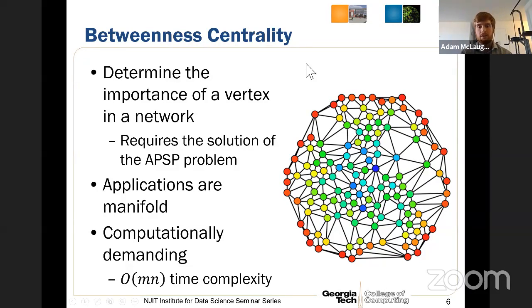There are tons of applications of this, so it's not a contrived example. In particular, community detection is a really good example. So trying to break up social networks into different communities for further analysis, betweenness centrality is an excellent algorithm to build on for those sorts of things. But like I said, it requires a solution of the all pair shortest path problem, so it's pretty computationally demanding. For a graph with n vertices and m edges, it requires order mn time complexity, which scales pretty poorly when you get to larger graphs.